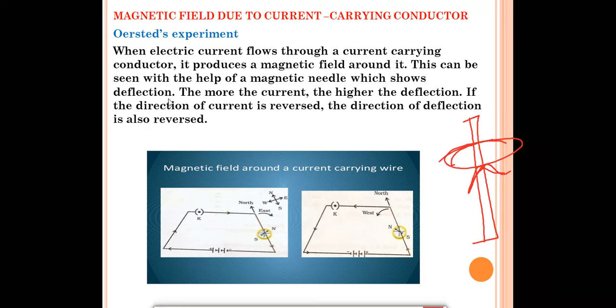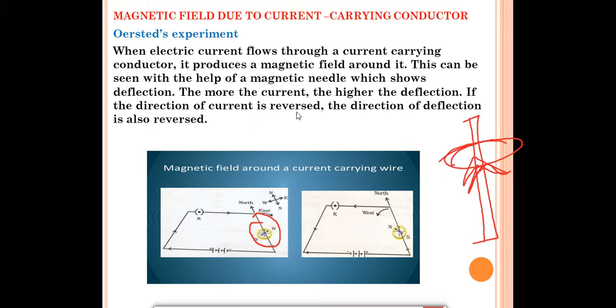And how can this be proved? By the help of a magnetic needle. You can see one needle is given over there, in which deflection is produced. It means the needle is moving from its place. That is called deflection, changing its place. The more the current, the higher the deflection. If more current is produced, then higher deflections can be seen.